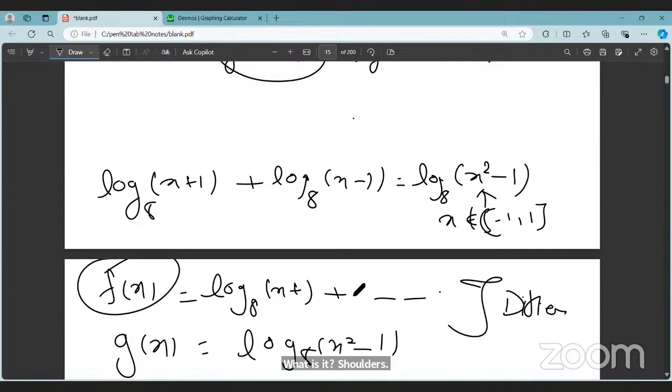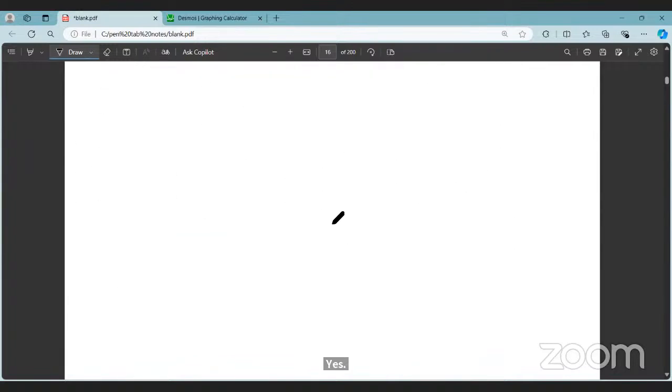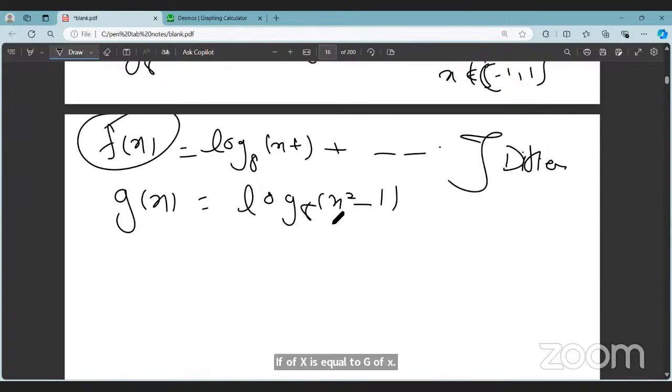Is there any other doubt? Can I say something on this? Yes. If f of x is equal to g of x, they are equal where both are defined.